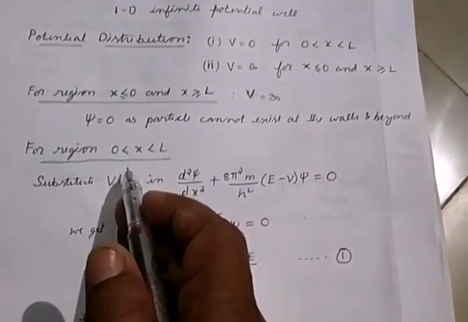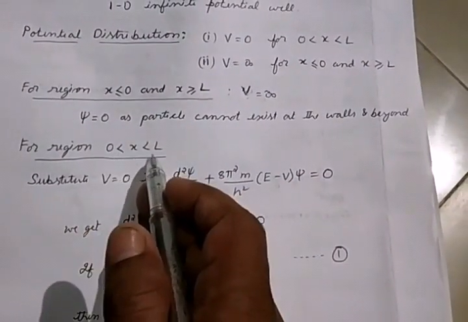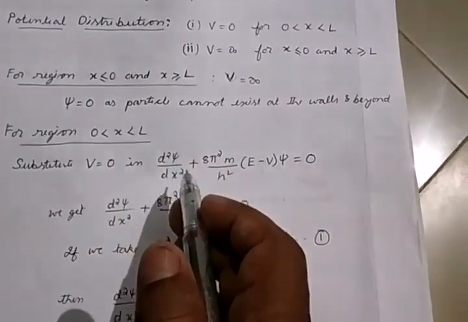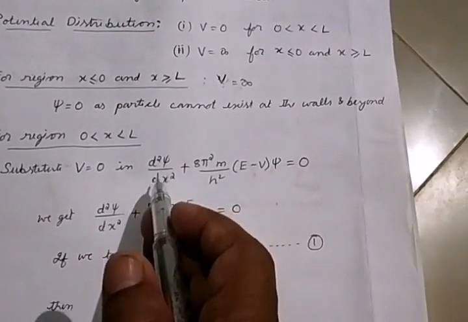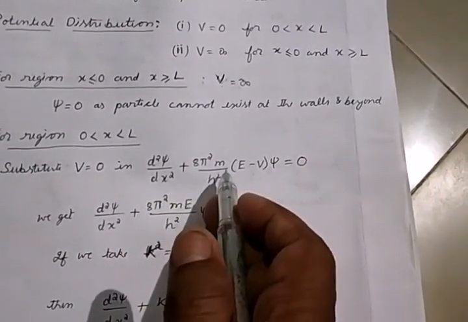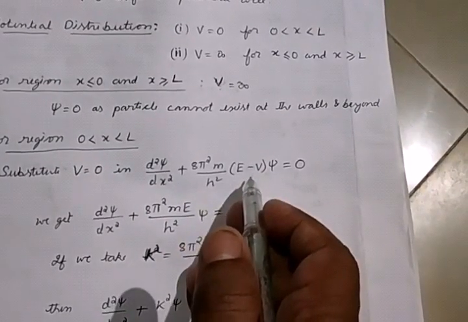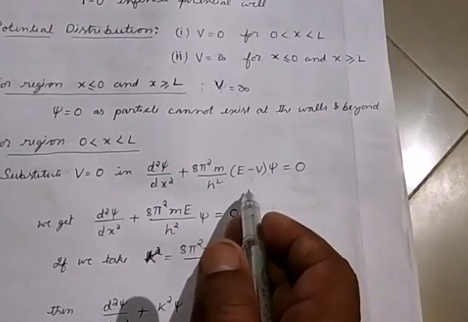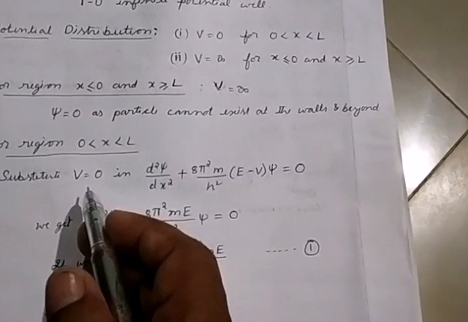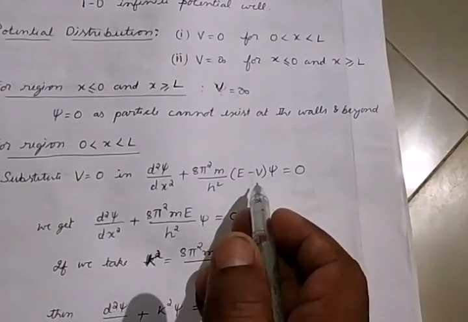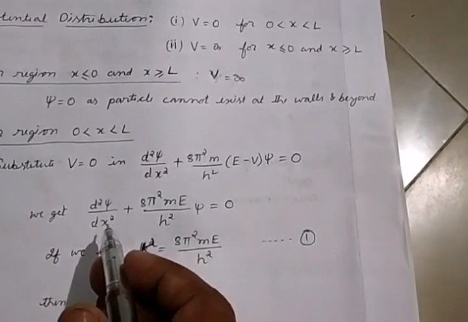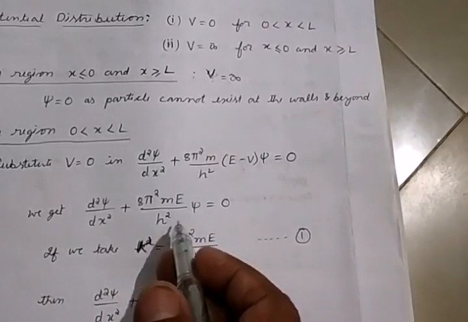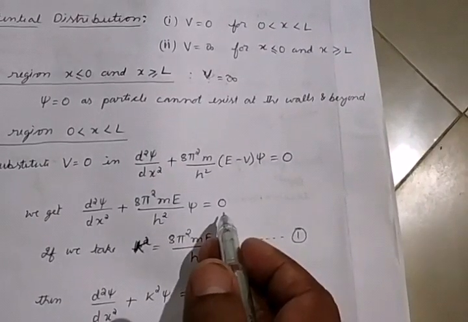Now let us take the case of 0 less than x less than L, where the potential is 0. Start with the Schrodinger's wave equation, which is d square psi by dx square plus 8 pi square m by h square into (E minus V) into psi is equal to 0. This is the equation we start with, and we substitute the potential value V equal to 0, and then we get d square psi by dx square plus 8 pi square m E by h square into psi is equal to 0.